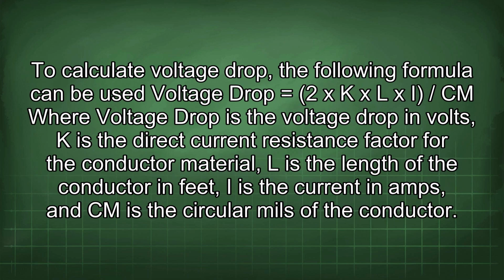To calculate voltage drop, the following formula can be used. Voltage drop equals 2 × K × L × I / CM, where voltage drop is the voltage drop in volts, K is the direct current resistance factor for the conductor material, L is the length of the conductor in feet, I is the current in amps, and CM is the circular mils of the conductor.